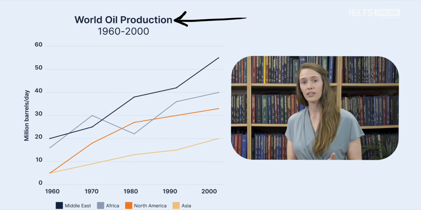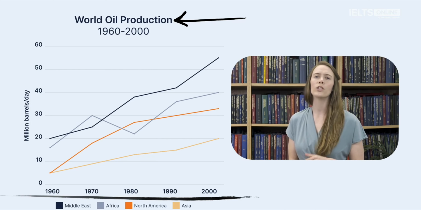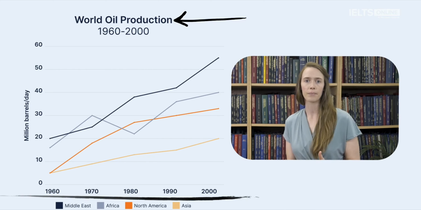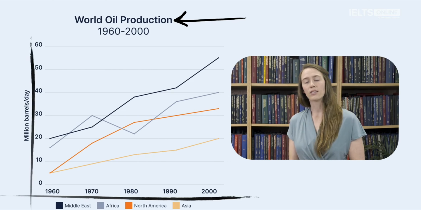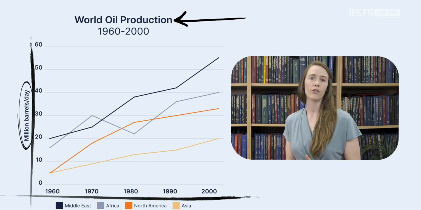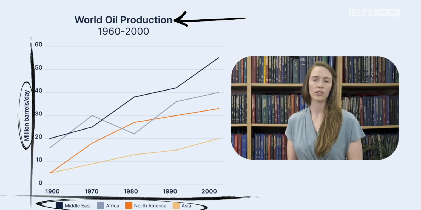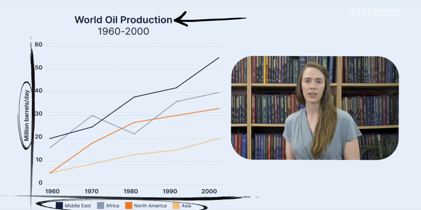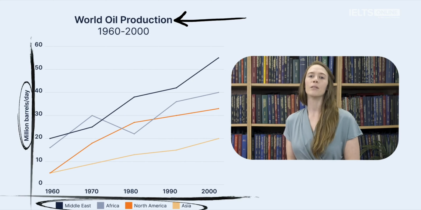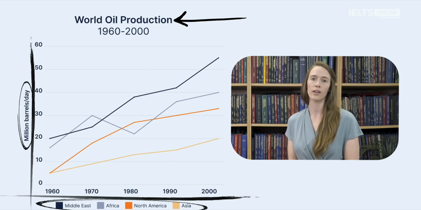These are the title, the x-axis, or horizontal axis, which usually shows the time period. The y-axis, or vertical axis, which usually shows the categories being measured. The unit of measurement. And possibly a key or a legend, which gives information about the categories. It is important that you are able to identify these features, as you will need them to write your response to Task 1.